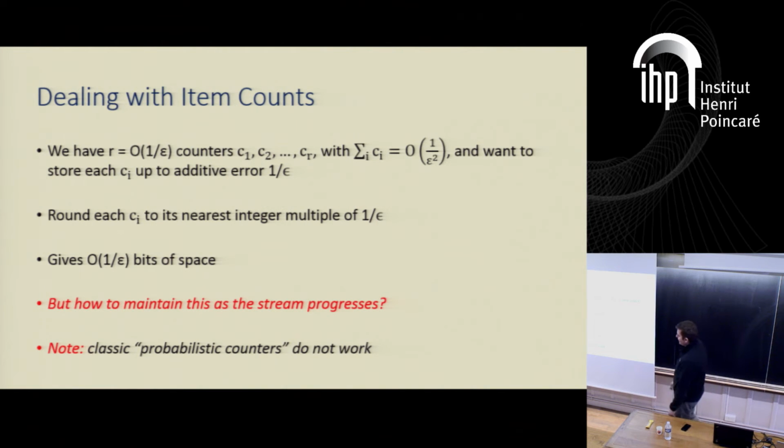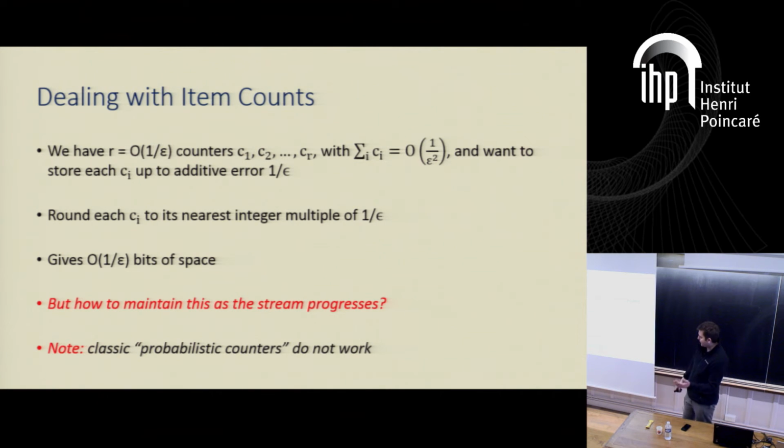And I want to note here that classic probabilistic counters, sometimes called Morris counters, don't work here for a few reasons. If you haven't seen this before, a probabilistic counter is a way of handling a very large count in a stream of length m: instead of using log m bits to store it exactly, I use log log m bits, and I store it approximately.